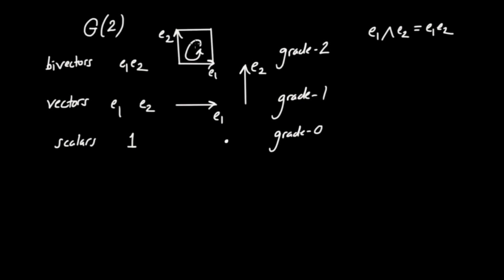And remember what this is. This is an abstract area element. So this object, this bivector, contains information about the area and the orientation of the area. Using the language of linear algebra, we could say that G2, the geometric algebra of R2, is a 4-dimensional abstract vector space because we have 4 elements in the basis set. We have 1 scalar, 2 vectors, and 1 bivector to make up the 4-dimensional vector space.